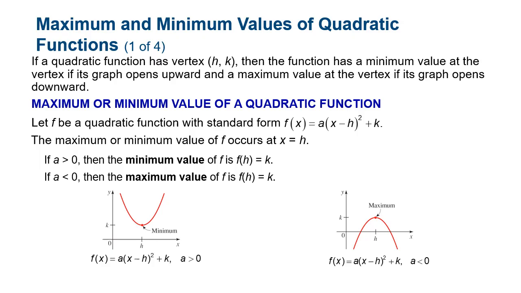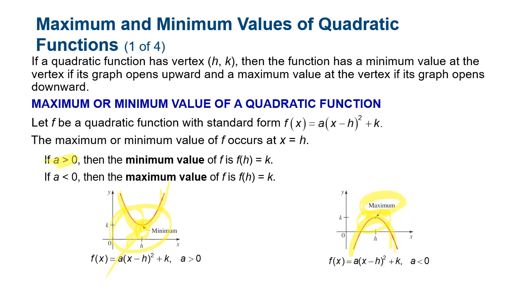So let's look more at maximum and minimum values here. This is not difficult to do, considering we know how to do standard form now with completing the square. Like we said before, if we have an upward shaped parabola like this, our vertex would be our minimum point, the lowest point in the graph. If we have an upside down parabola like this, our vertex would be our maximum point.